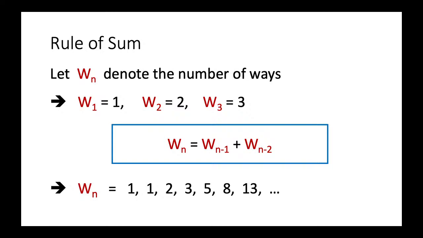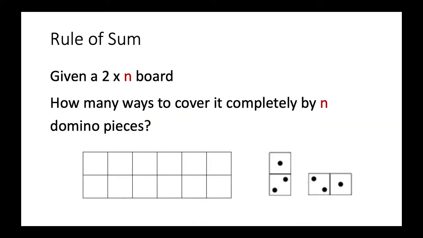Next, let's see another problem. Now this problem is we have a 2 by n board. So this is a 2 times n chessboard. And we want to cover this chessboard completely by using exactly n domino pieces. So a domino piece has exactly 2 squares. You can place a domino piece vertically or horizontally. So how many ways to fill the board? So the board has 2n area in total, but each time a domino piece covers 2 unit squares. So in that case, we will have n pieces, used to completely fill up this board.